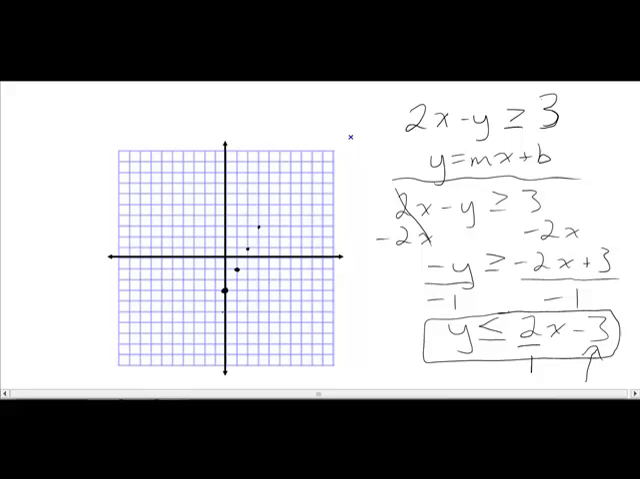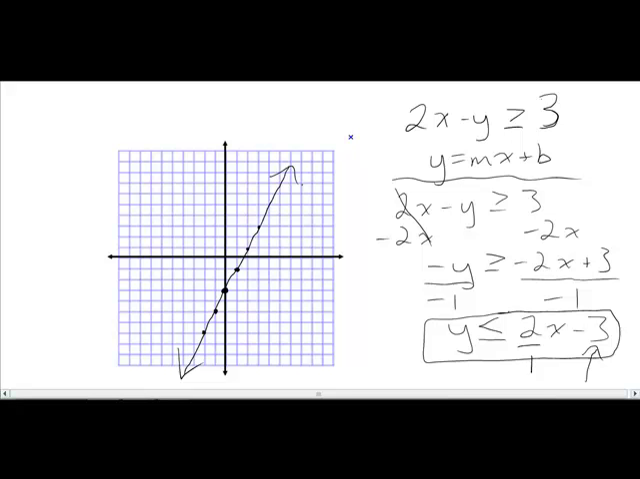Or you can go down 1 and left 1. You can go the opposite direction. Anyway, that is my line. Now, is this line solid or dashed? This is a solid line because it's less than or equal to. So I'm going to draw a solid line through all of these points. And now we just have to figure out which side of that line to shade.